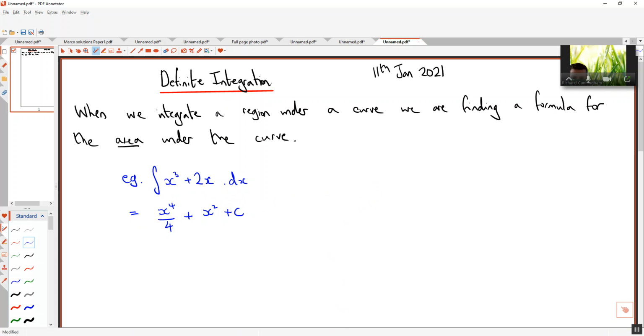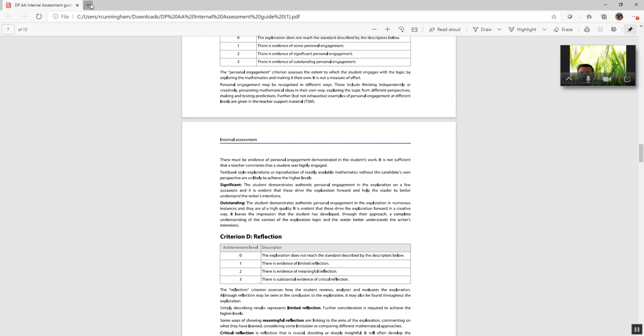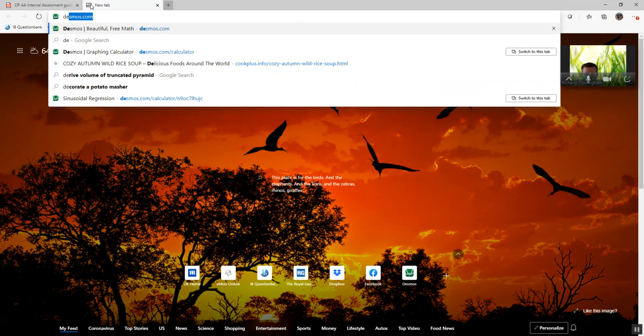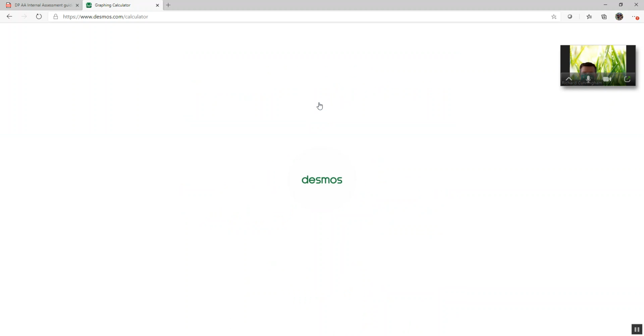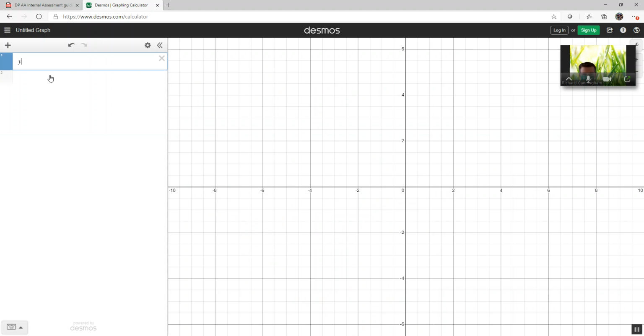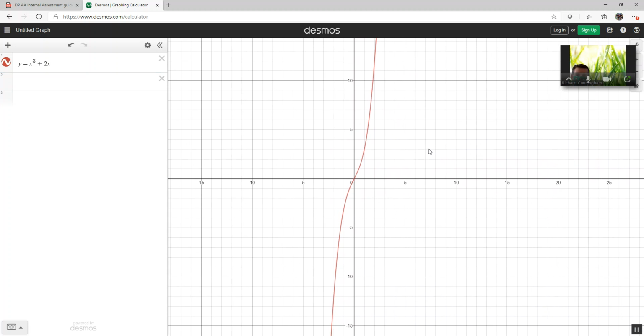So what we're actually doing here is, if I bring up the Desmos graphing calculator, and we are graphing, what did we say? y equals x cubed plus 2x. Was that the curve? All right, so we have this curve, x cubed plus 2x.